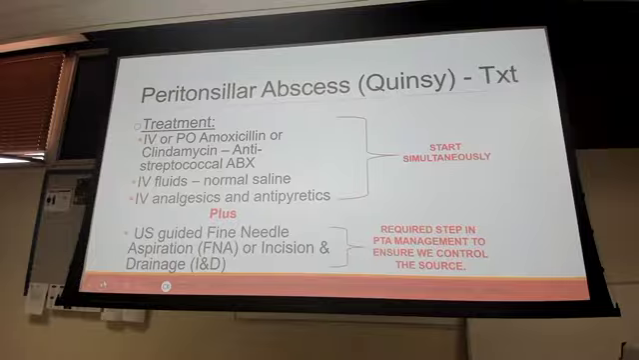Some consider the fine needle aspiration a little bit less invasive than the I&D because you do have to implement like a 1-inch incision on that abscess. So it just depends. But the key here is to know we have to start the antibiotics. We got to get the patient fluids, and we have to control the source using either fine needle aspiration or doing the I&D.